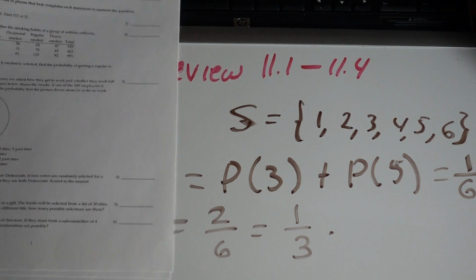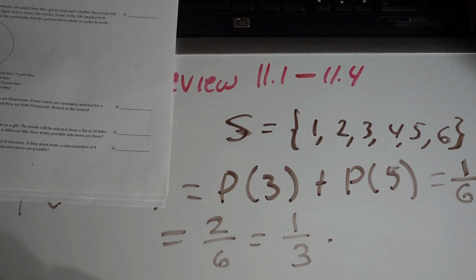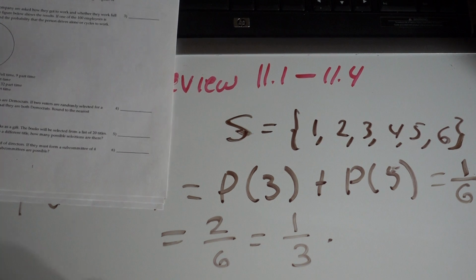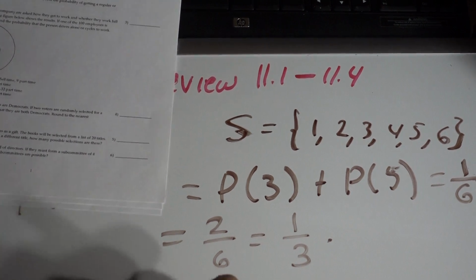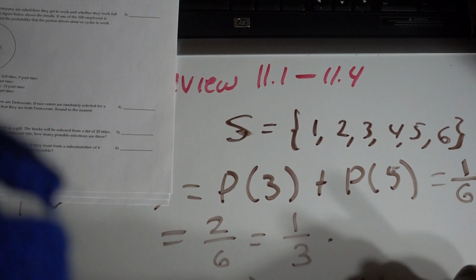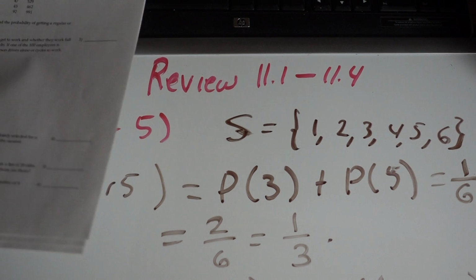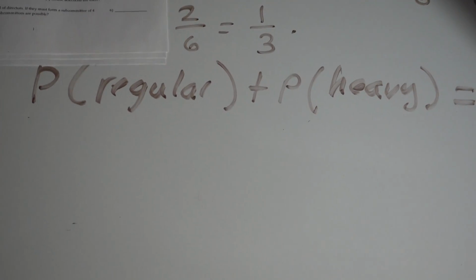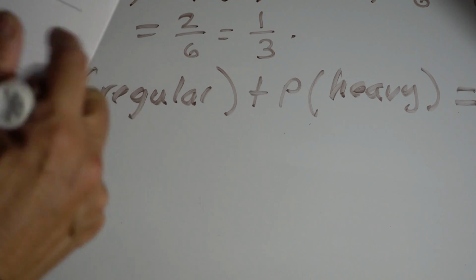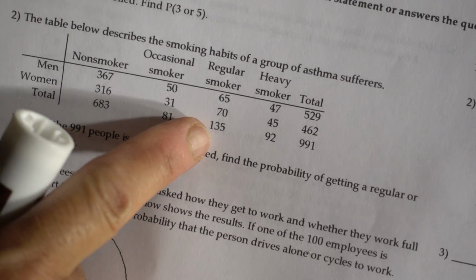So problem number 2: the probability of a regular smoker plus the probability of a heavy smoker. So how much is that? Well, we have to find the probability of being a regular smoker, which is the total of regular smokers, in this case 135, over 991.